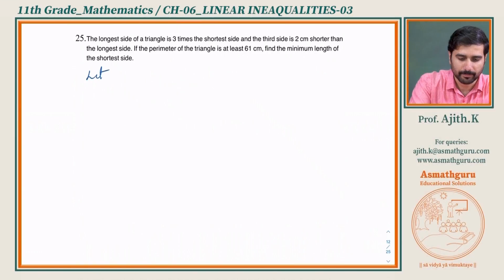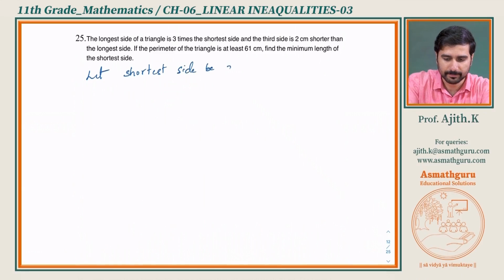The next question: the longest side of a triangle is 3 times the shortest side, and the third side is 2 cm shorter than the longest side. If the perimeter of the triangle is at least 61 cm, find the minimum length of the shortest side. So here I'll consider, let the shortest side be x.